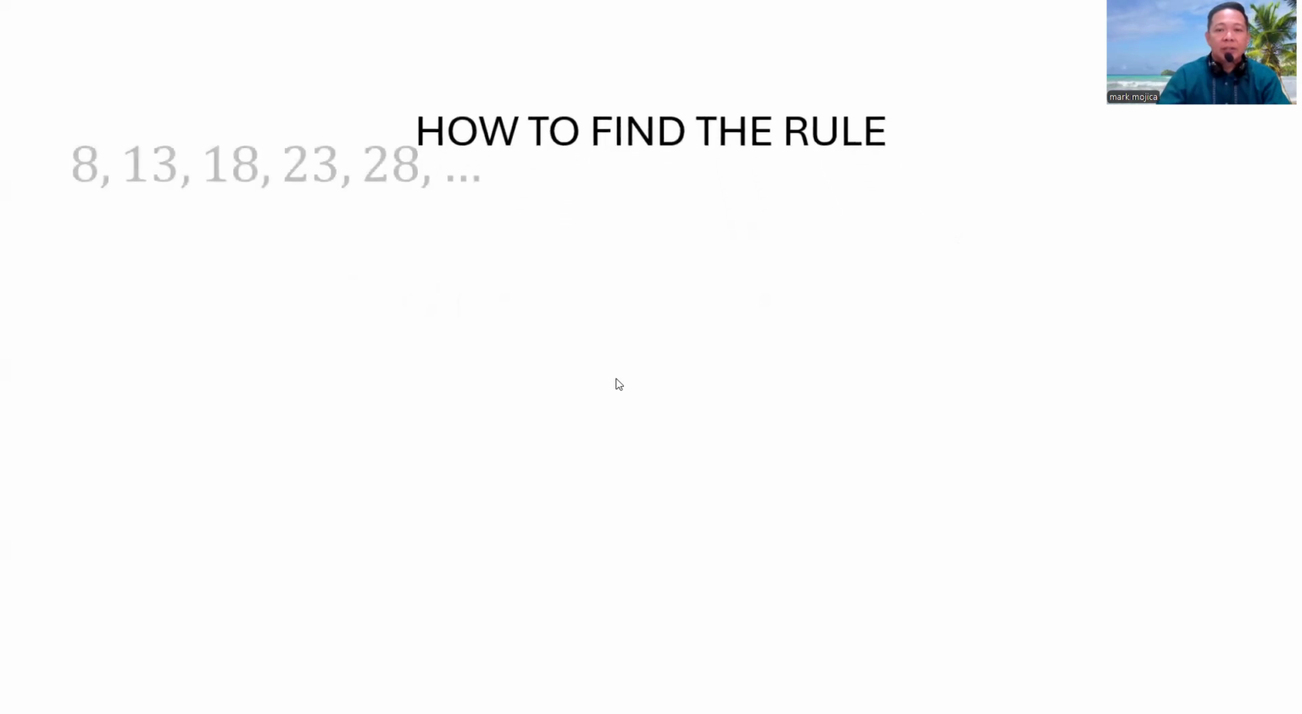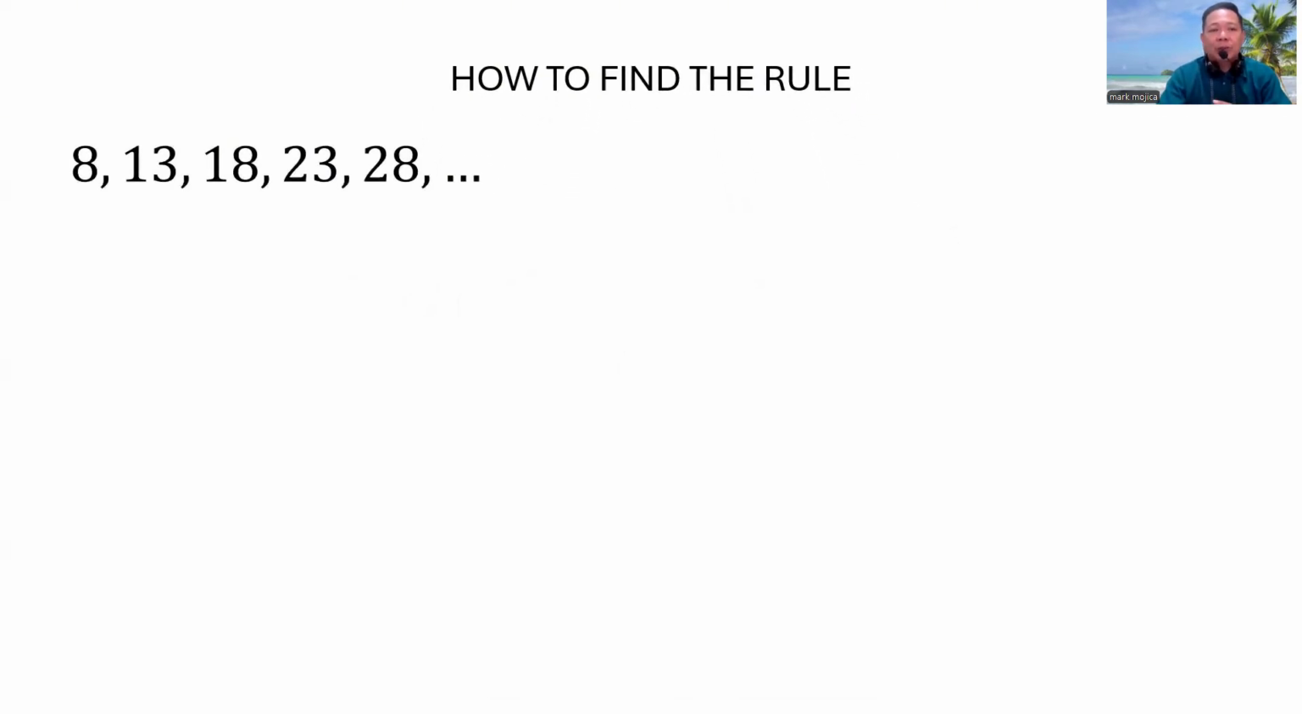Now our topic is how to find the rules. So ano ba yung rules or mas kilala natin bilang end term, in order for us to find the next term. So ito yung mismong idea ng rule. So without further ado, let's try to find out.